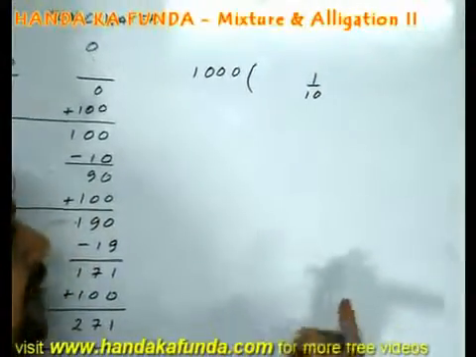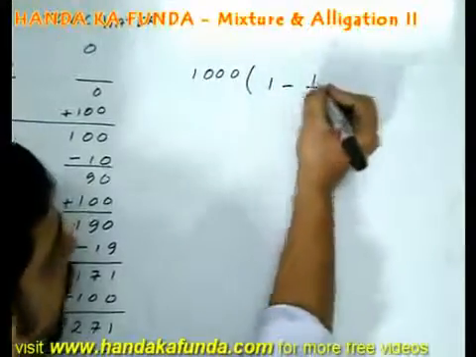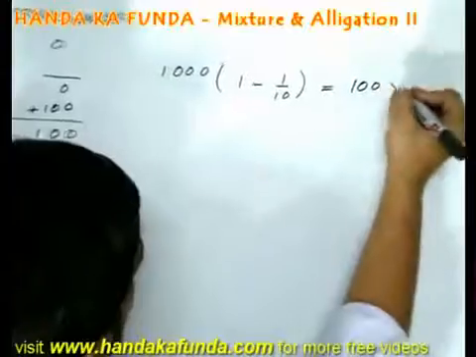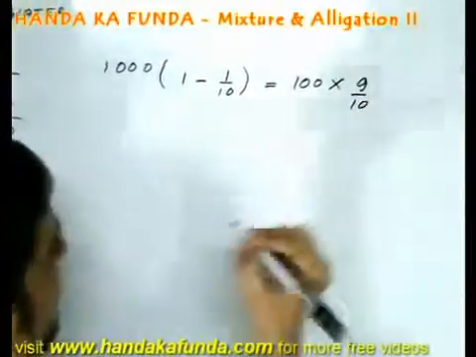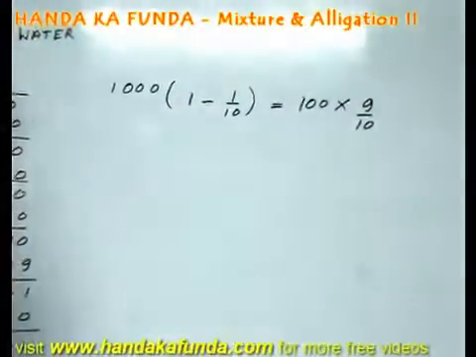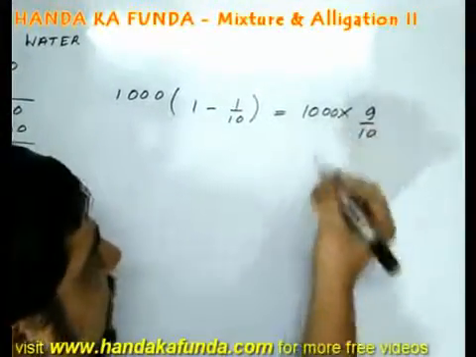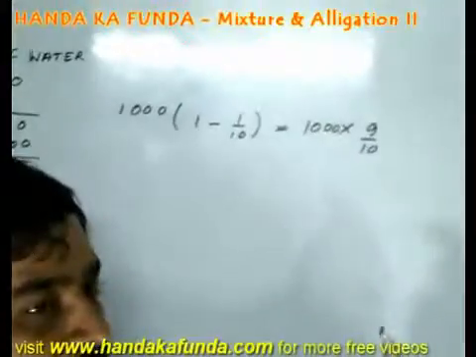That means what fraction of gin remains in the mixture? 1 minus 1 by 10. Which, if you realize, is nothing else but 100 into 9 by 10. That is if the process is done once. So, when the process is done once, the quantity of gin in the mixture becomes 9 by 10 of the original.